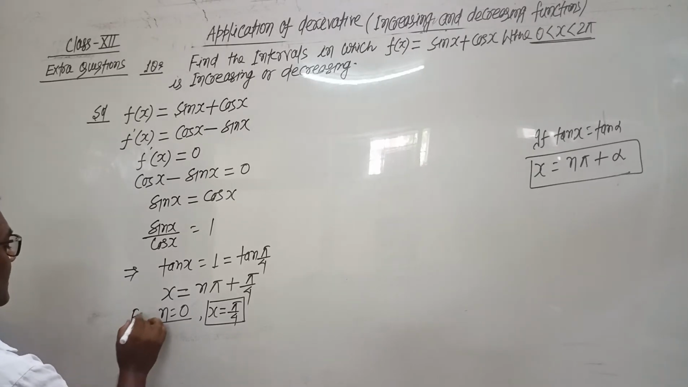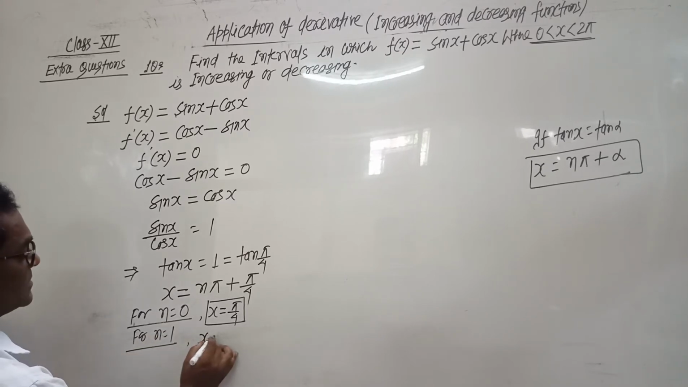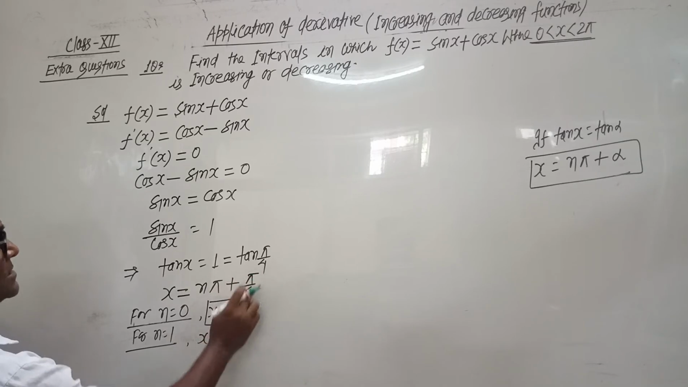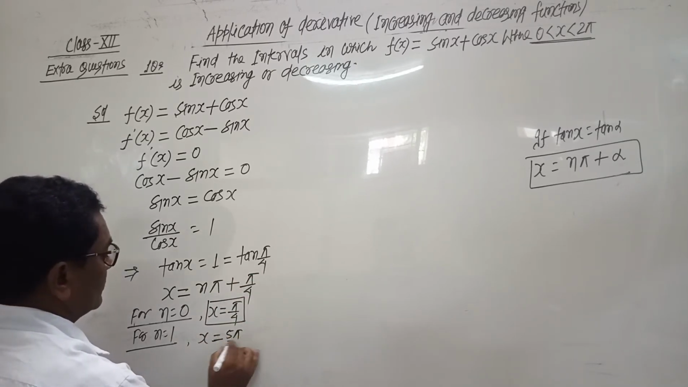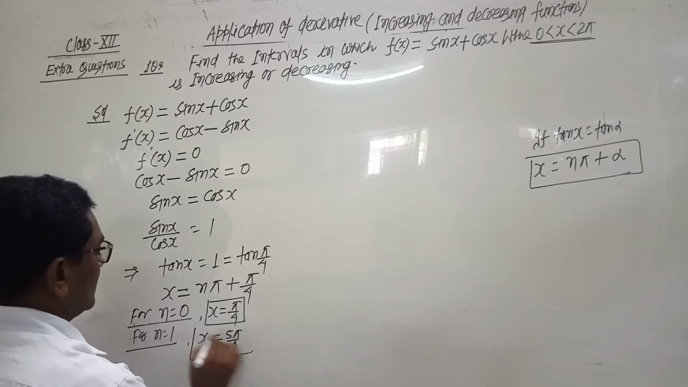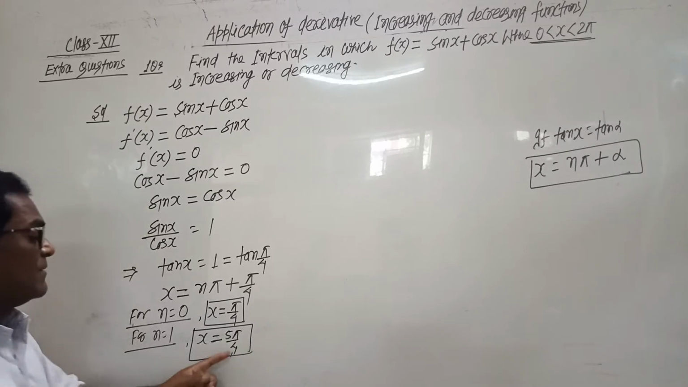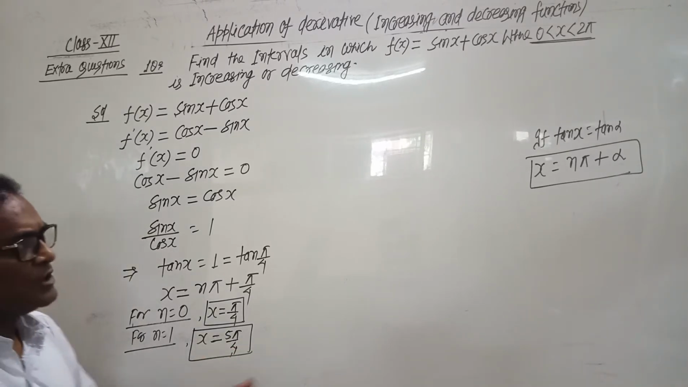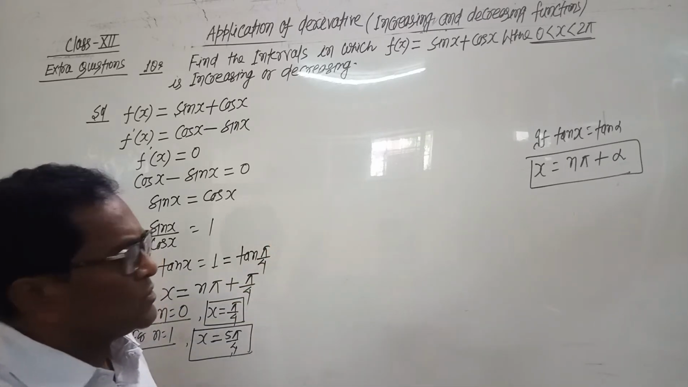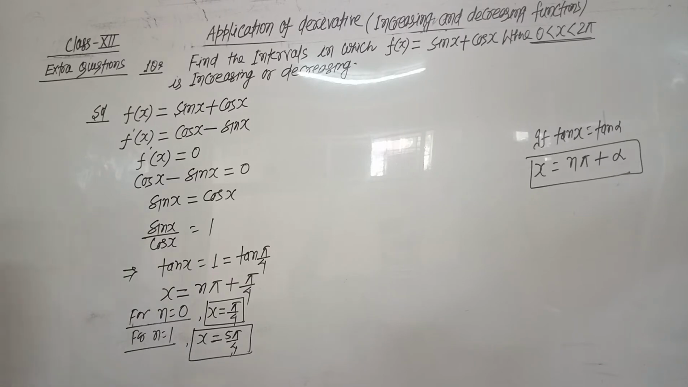For n equals 1, the value of x comes to be pi plus pi by 4, which is 5 pi by 4. 5 pi by 4 means 225 degrees, which also lies from 0 to 2 pi.